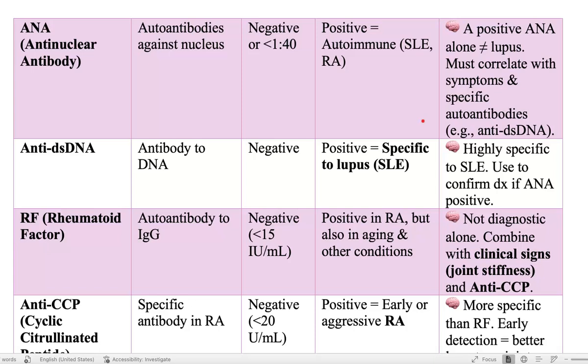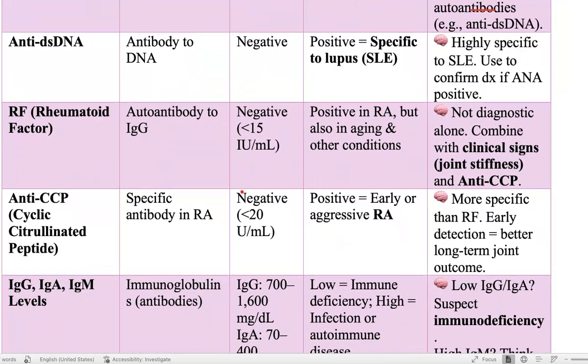Now, we're going to talk about what? ANA, anti-nuclear antibody, autoantibodies against the nucleus. Negative is less than 1 to 40 ratio. Positive is equal to autoimmune, SLE or RA. So, you've got to know how to interpret again. Positive is autoimmune. They have SLE or they probably have RA. So, a positive ANA is not equal to lupus. You must correlate with symptoms and specific antibodies like anti-dsDNA before you can conclude on lupus.